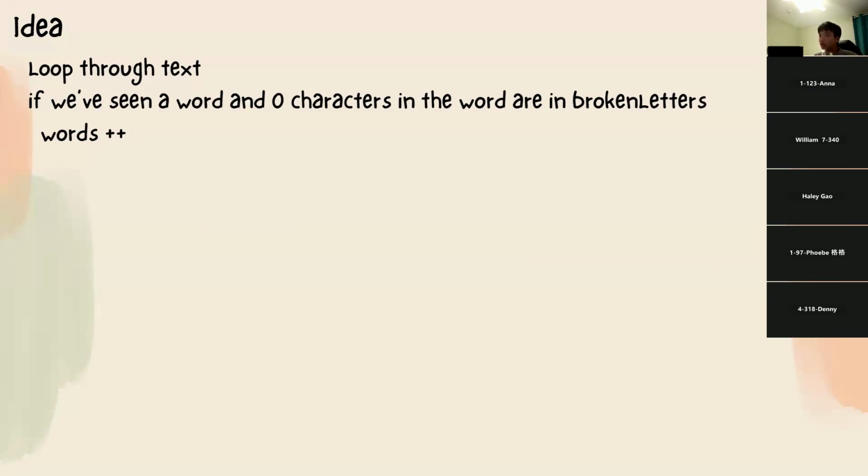Now I can follow it. First, I'm going to loop through every single word in the text. Then I'm going to see if the current word I'm on has any broken letters. If not, then we can add it to our answer. If yes, then we can't add it to our answer. Does this pseudocode make sense on how we can solve the problem? Okay, cool. If it doesn't make sense, please let me know.